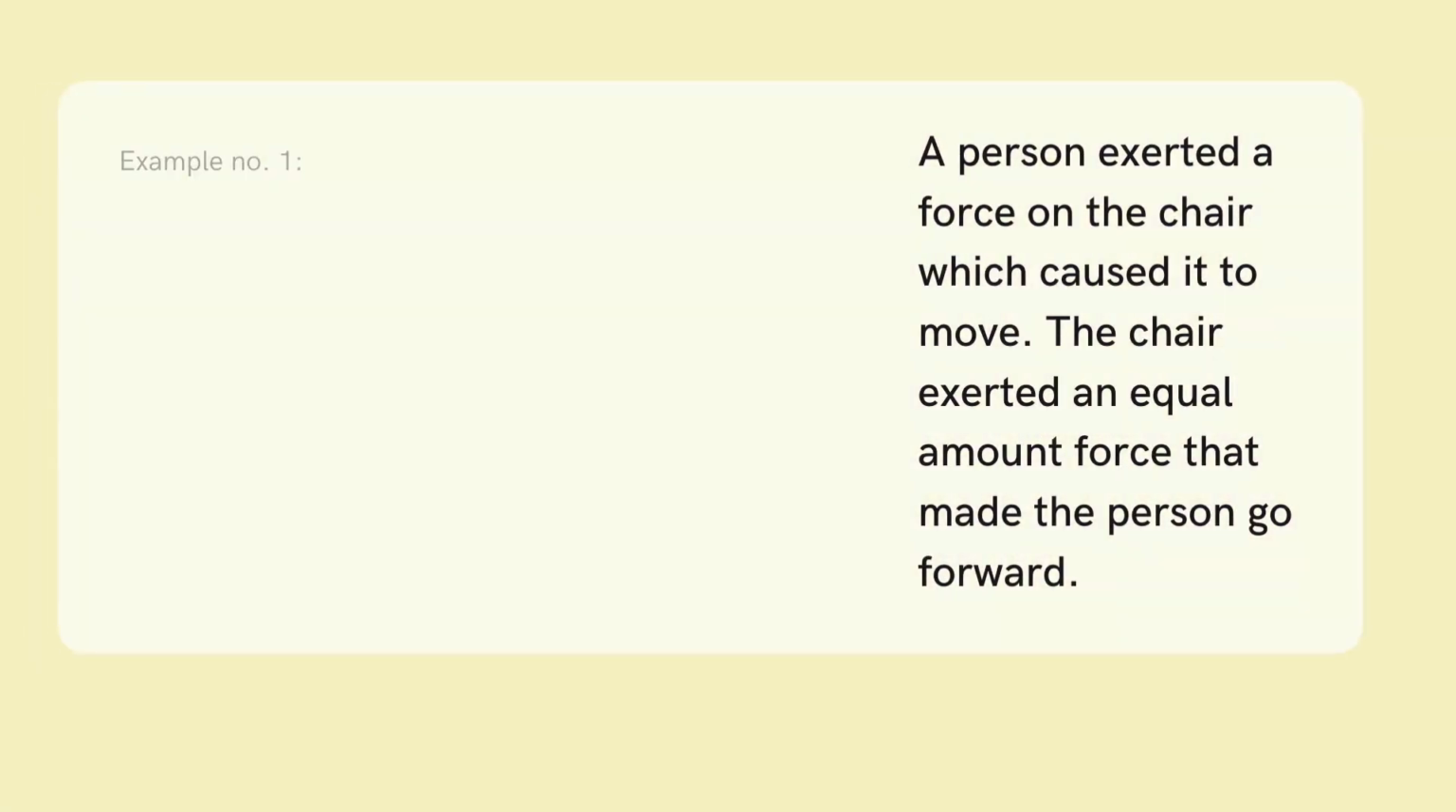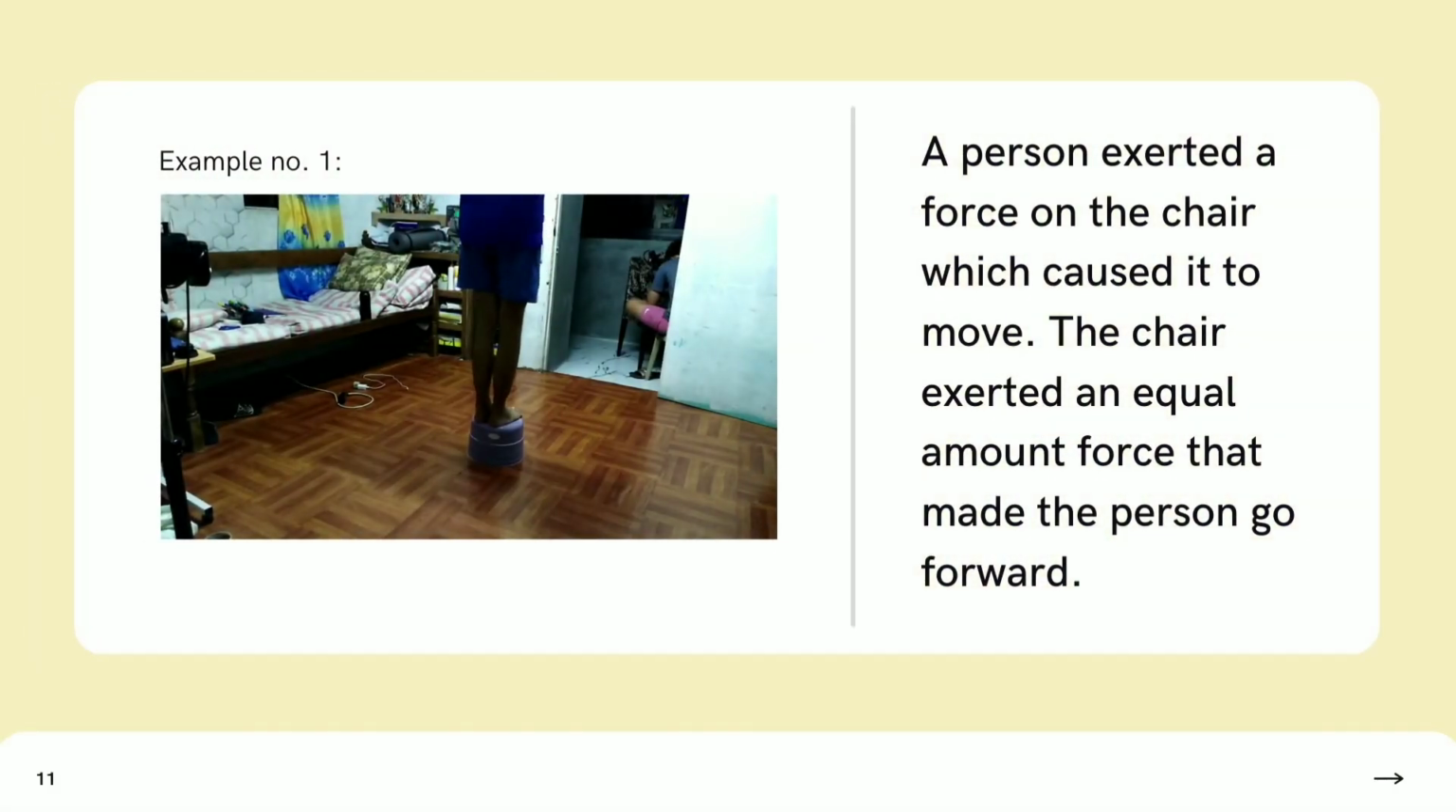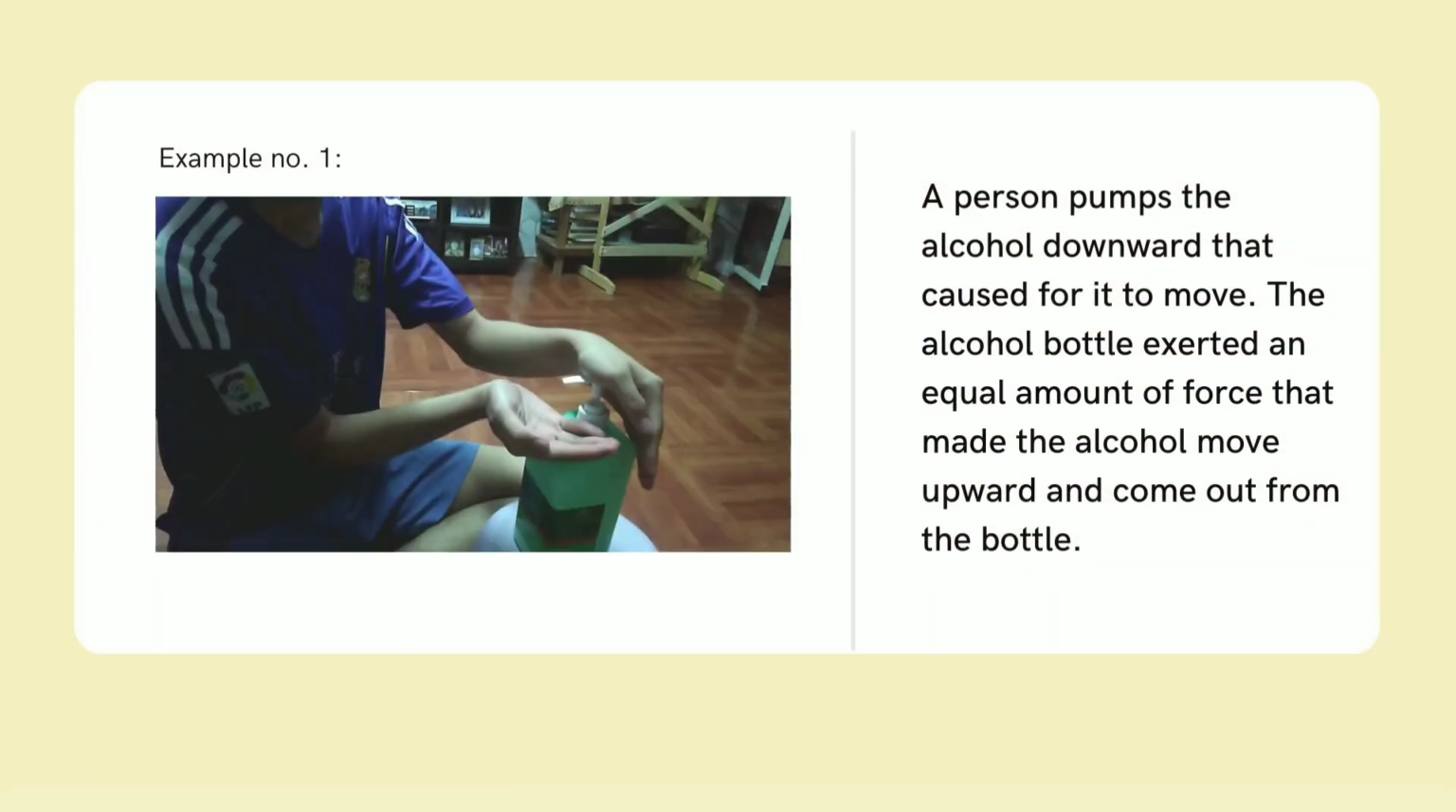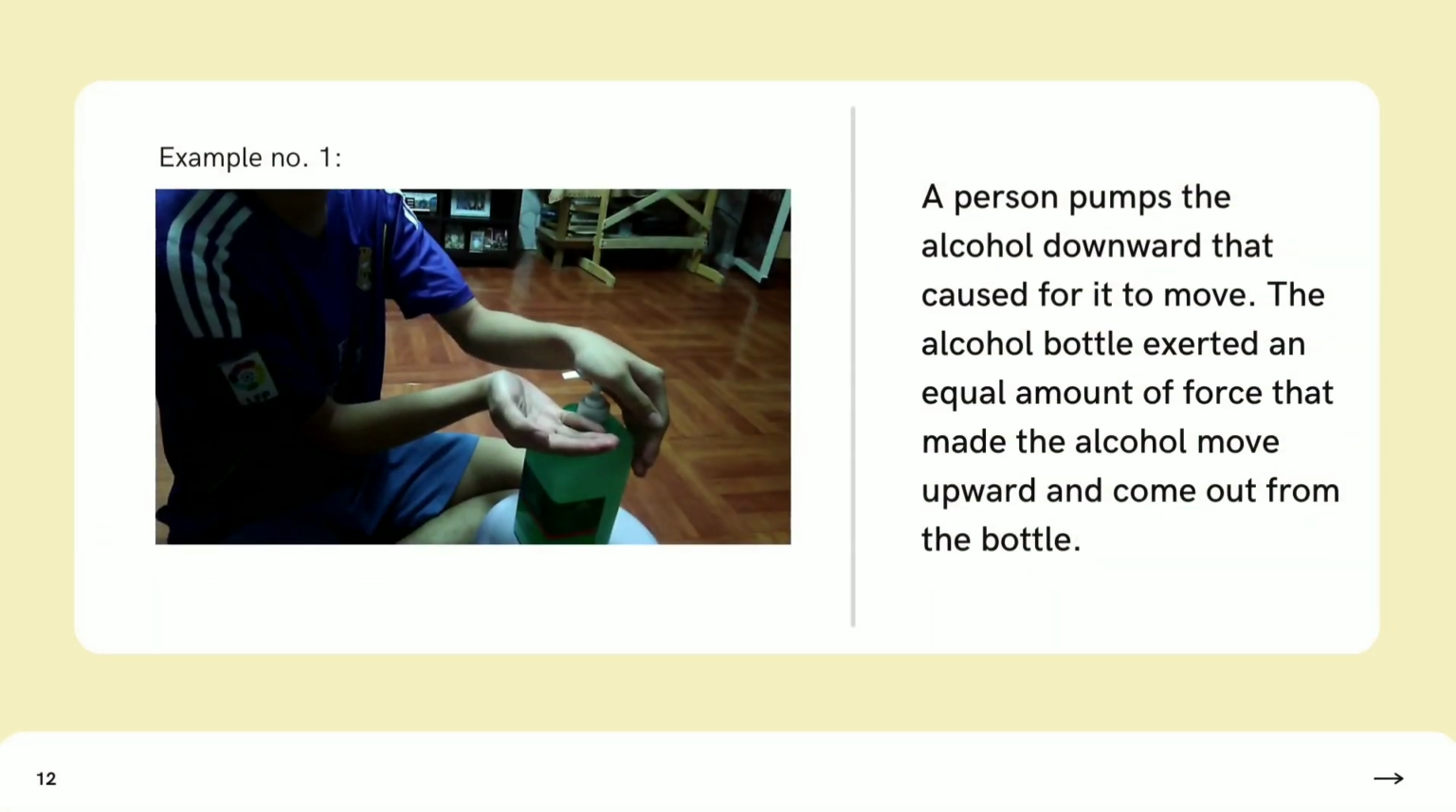A person exerted a force on the chair, and the chair exerted an equal amount of force that made the person go forward. A person pumps the alcohol downward, and the bottle exerted an equal amount of force that made the alcohol move upward.